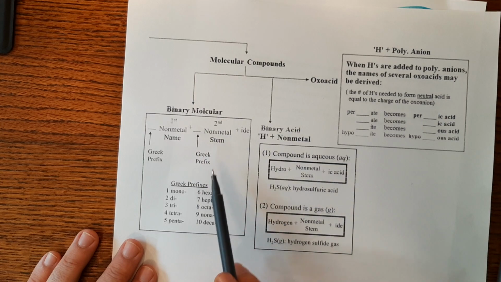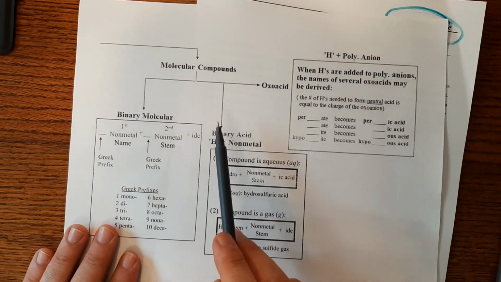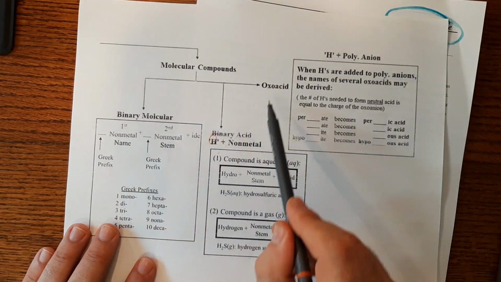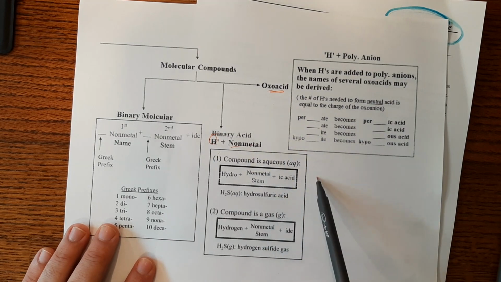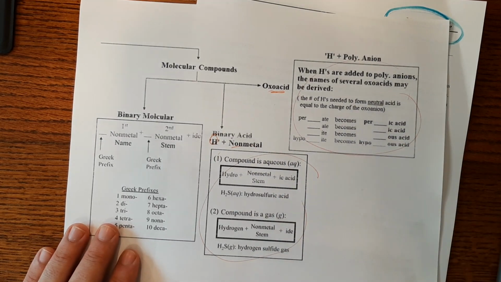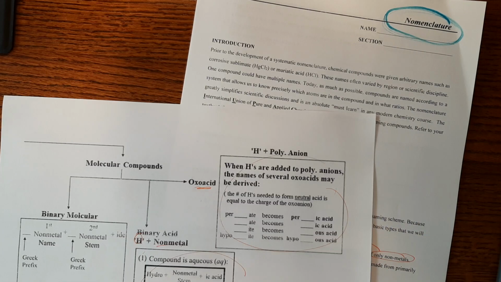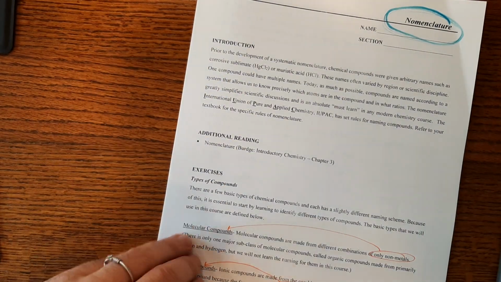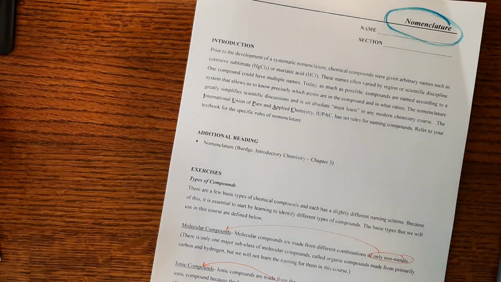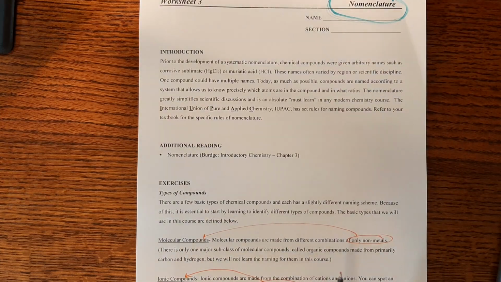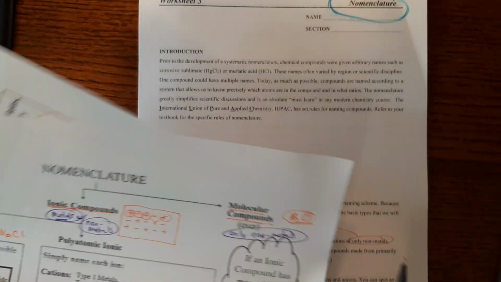How do you name molecular compounds? If it's a molecular compound that starts with H, that's a kind of acid. How do you name those? So you should be able to follow through the rest of the worksheet. It'll build up to each one of those things and essentially follow the nomenclature worksheet as we go.